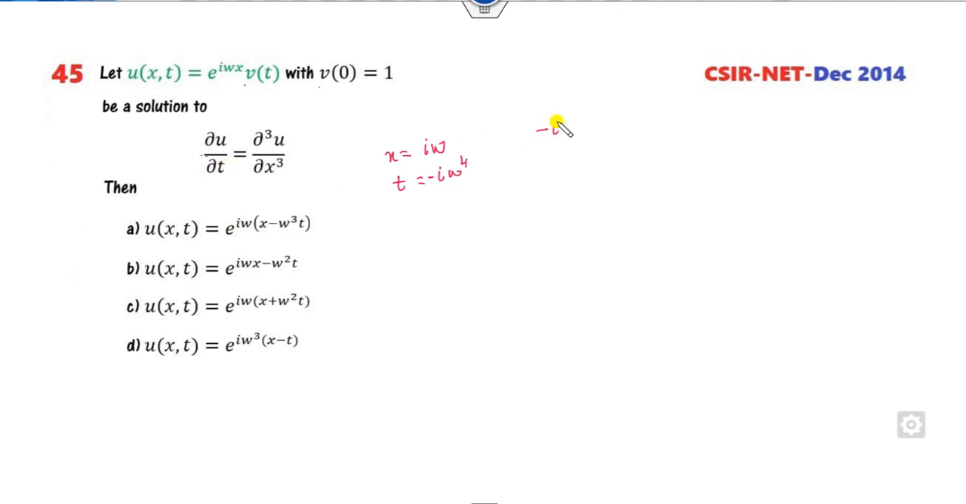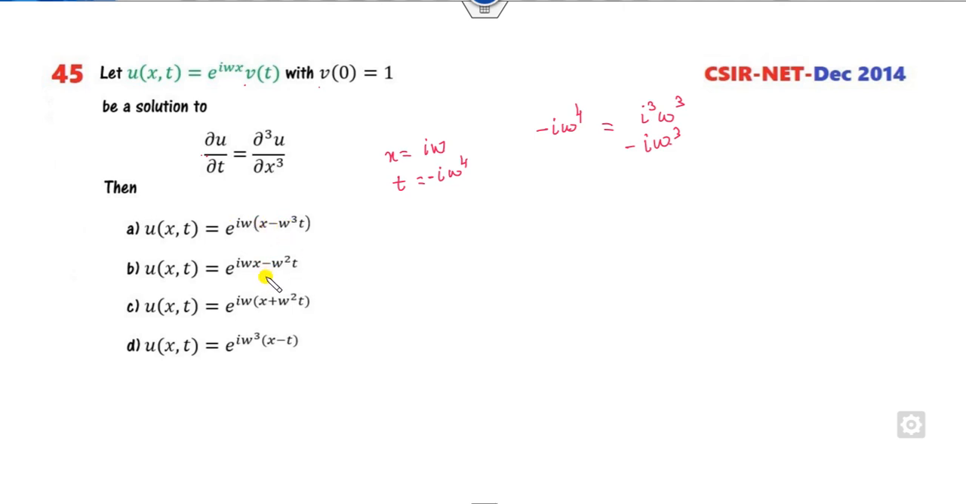So the left hand side is my minus of this. What is the right hand side? It's a cube. If I take it as a cube, what will happen? This is iota cube, omega cube. They are not the same. Iota cube is minus. Here is omega square, it is omega 4. So this option is not correct.